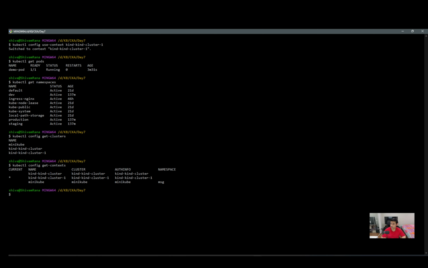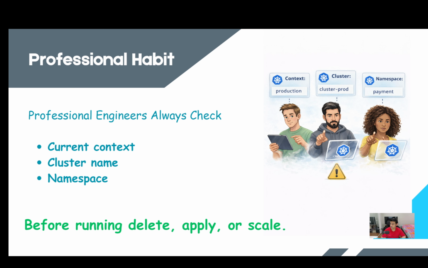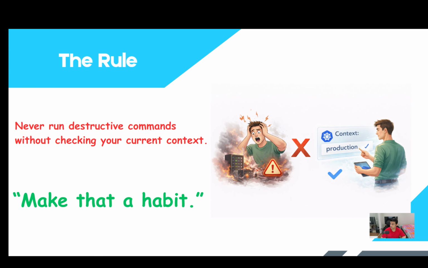Now let's look at the engineering discipline, what professionals do. Professional engineers develop habits where they always check the current context before running any destructive command. They double check current context, current namespace, and to what cluster they are connected. It takes just 3 seconds, but it can save hours of damage control. Remember this rule: never run delete, apply, or scale commands without checking your current context. Make that a habit.